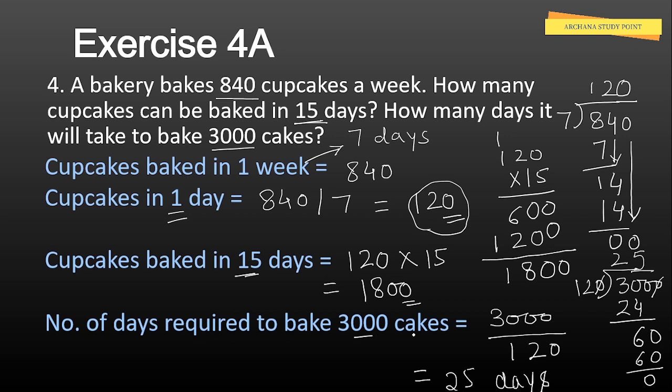Number of days required to bake 3000. Okay, I'll write it again over here. It is 25 days. Got it?